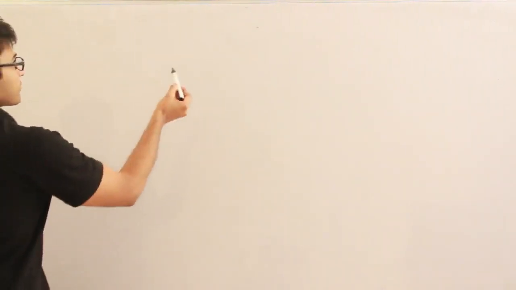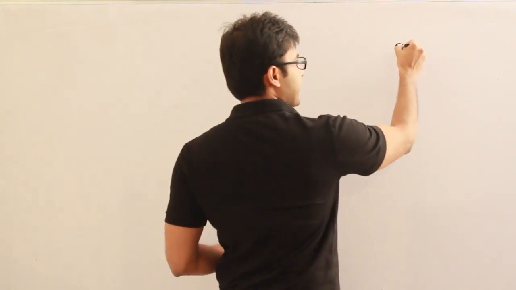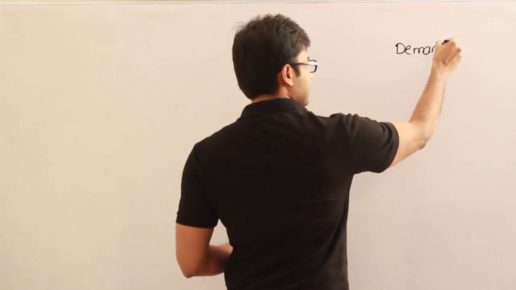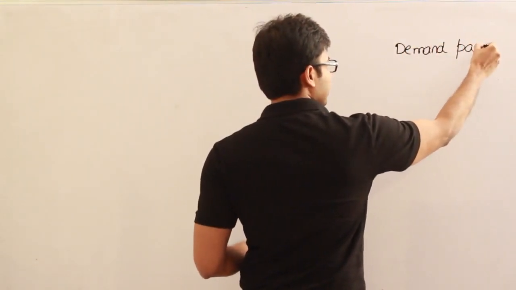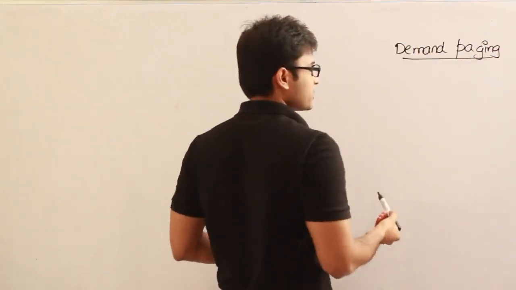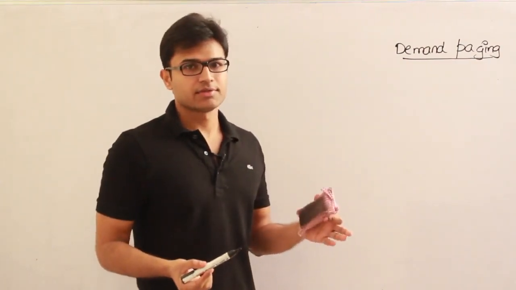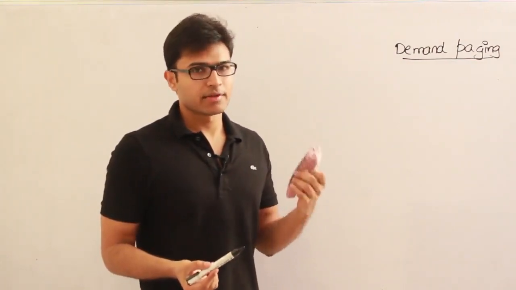We use a concept called demand paging with virtual memory. Demand paging. Okay, let me write it here. So what is virtual memory? Only a part of the process is going to be present in the main memory, which means only a few pages are going to be present in the main memory at any time.